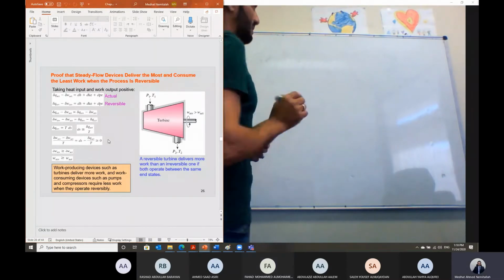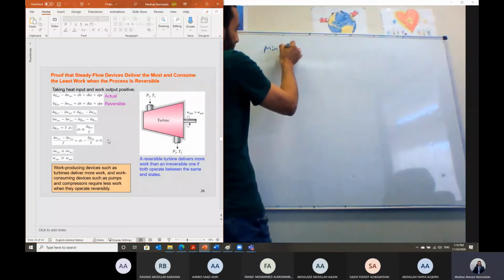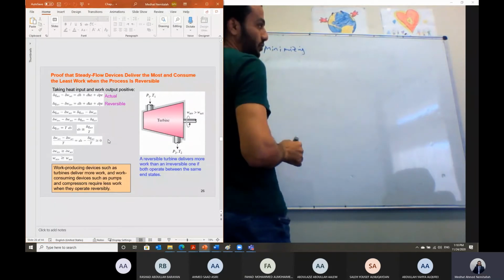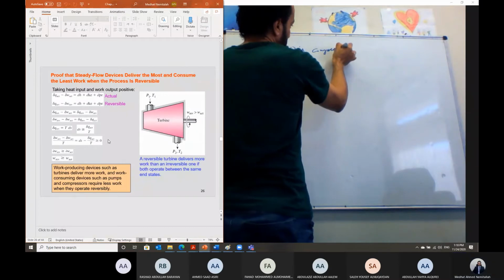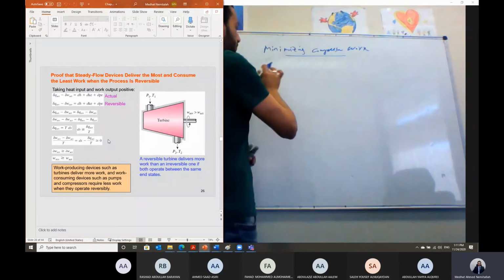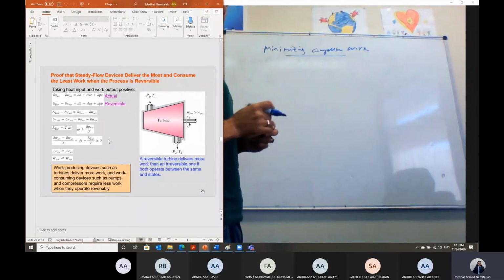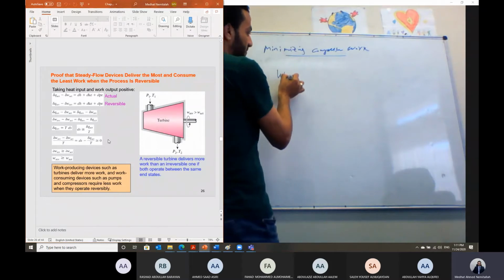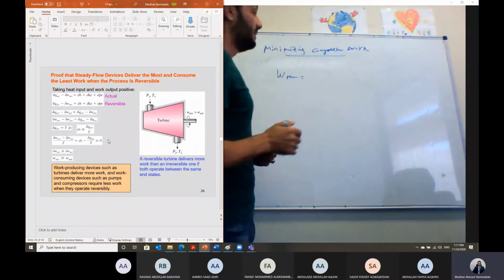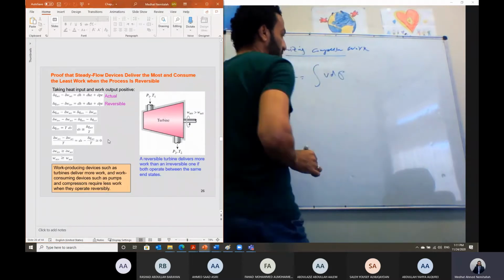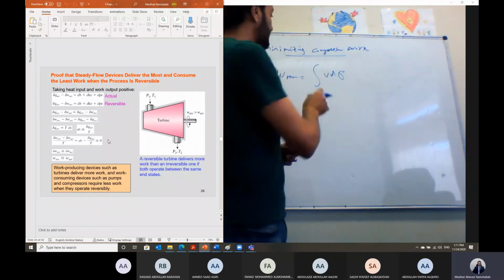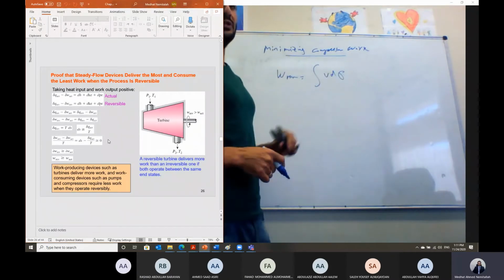Minimum work input. Today, we'll be learning how to minimize the compressor work. If we want to design a compressor for minimum work, we have defined that the reversible work, in case we don't have losses, an isentropic process, is equal to the integration of VdP plus kinetic plus potential energy, which we can neglect in this case. But the work of the compressor, as an open system, is equal to the integration of VdP.